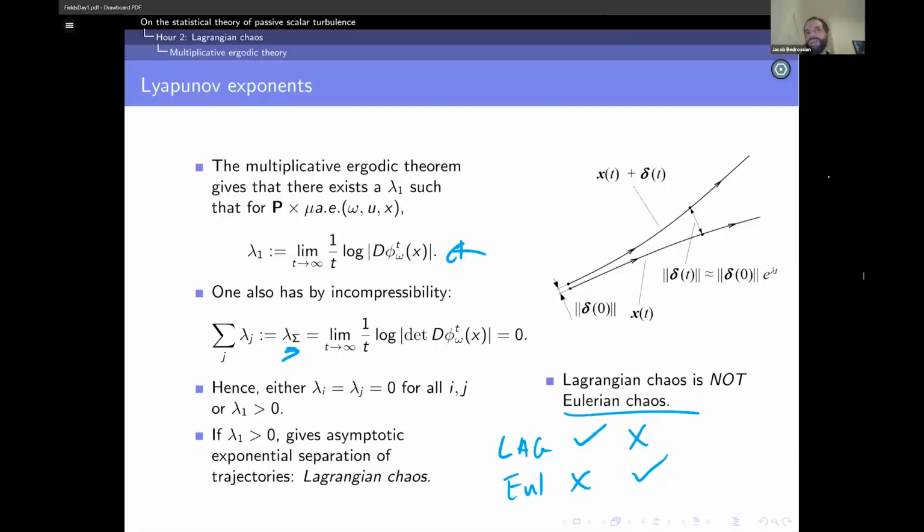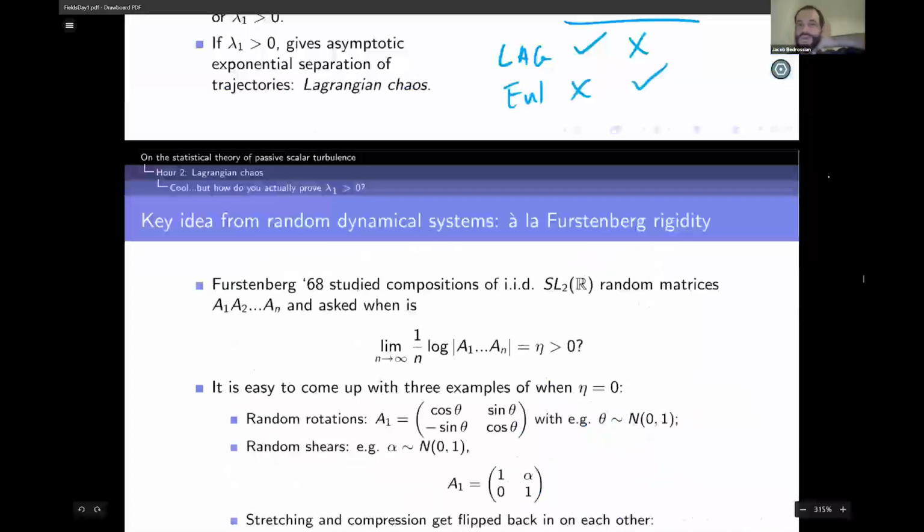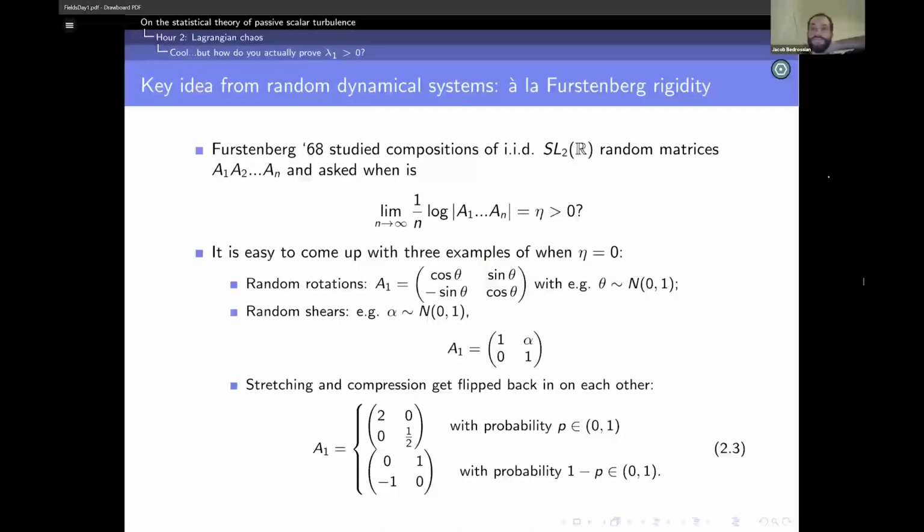So there's basically one tool that I know of that will work at least for a general class of random systems. And we're lucky, that tool is actually going to work for us if we put a little bit of work in. And this is the key idea to proving positivity here, which is called Furstenberg theory, or Furstenberg rigidity.